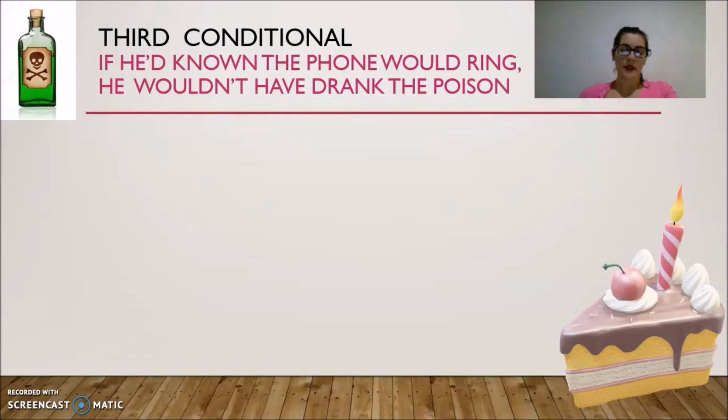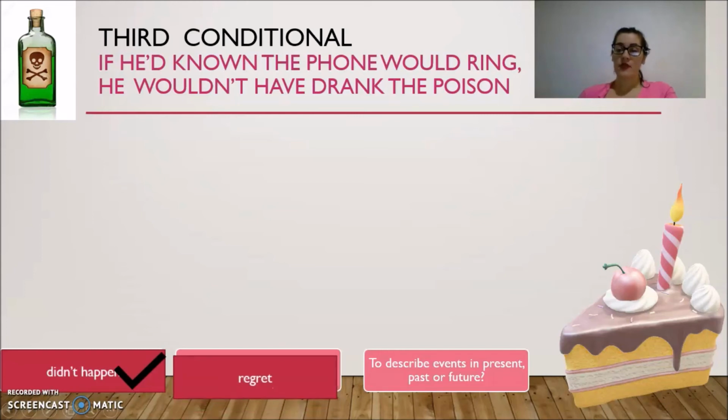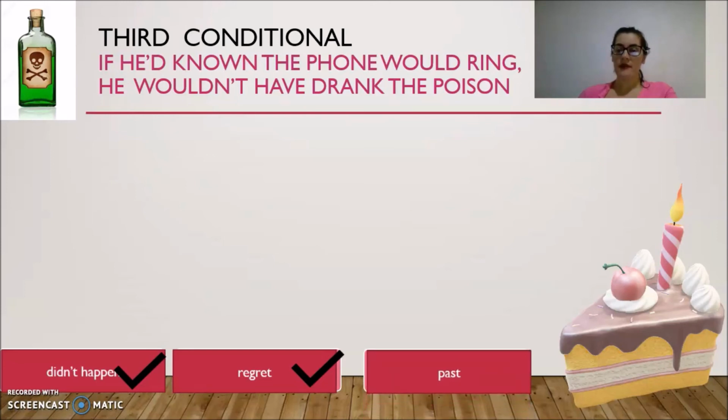Before we start our practice, let's first check your understanding of the third conditional. So, we use the third conditional to talk about events that happened or did not happen? Didn't happen. That's right. Which emotion does it usually express? It expresses regret. That's correct. Is it used to describe events in the present, past, or future? In the past. That's right.